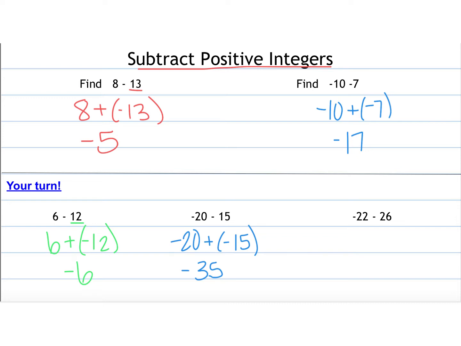Last one here, -22 minus 26. Keep the first number the same. Turn it to an addition problem, and then make the second number opposite. It was a positive 26. Now we're going to make it into a -26.